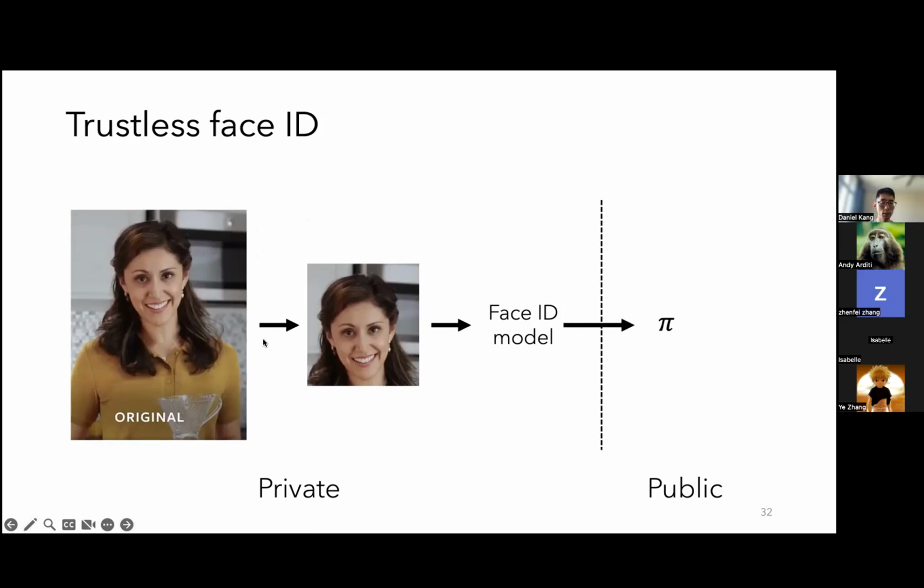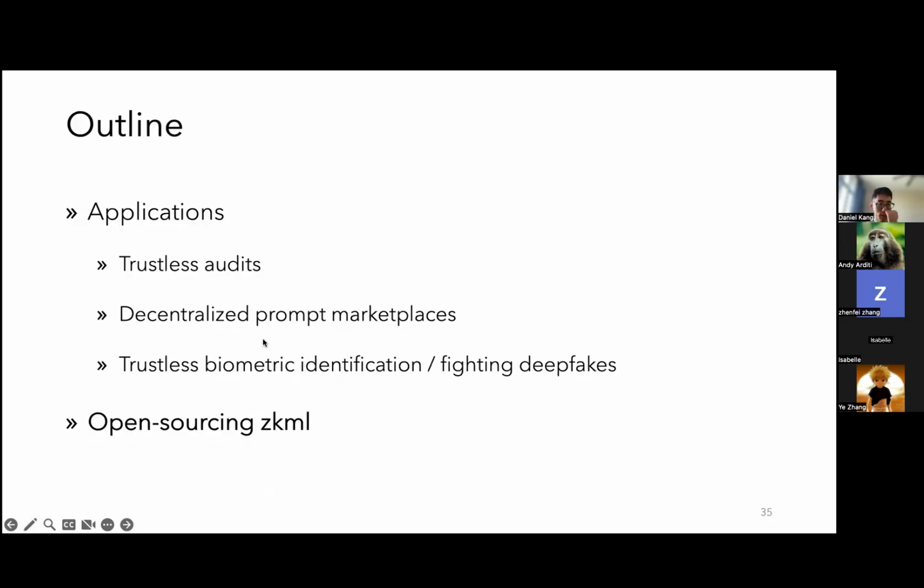So going back to this notion of what's public and what's private changing depending on the application, this is another example of where you actually want to keep the output image hidden and only reveal a commitment to it. Okay. So now I want to talk about our open source framework, zkml, which enables all the applications I mentioned previously.